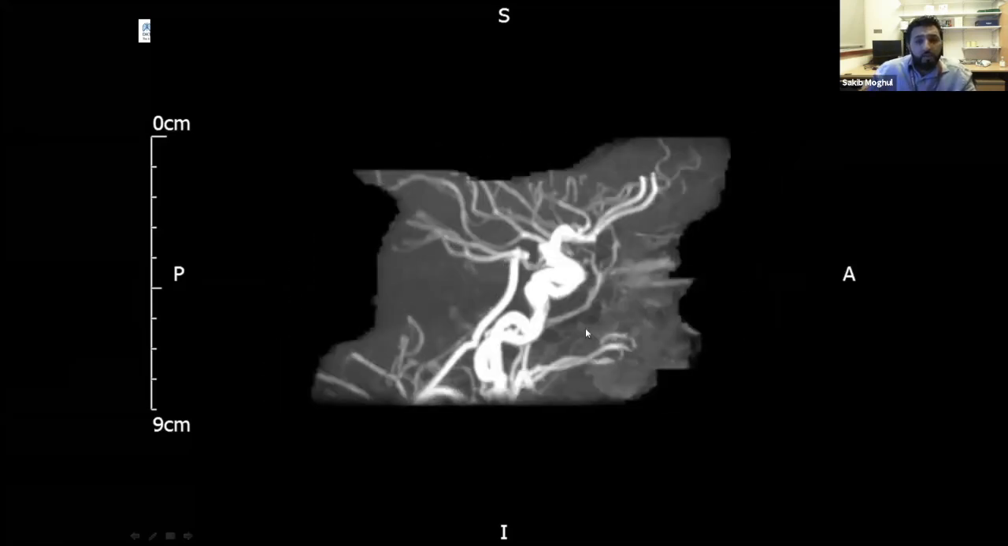As we go towards a slightly different projection, I hope you can appreciate the orientation. This is the internal carotid artery we just spoke about, and this is the basilar artery at the back, and the posterior cerebrals having a very posterior course backwards. All these multiple branches are all related to the MCA.